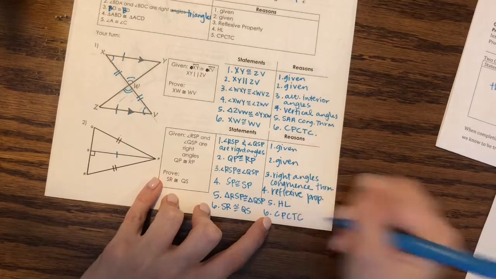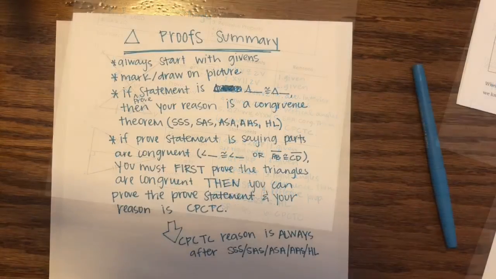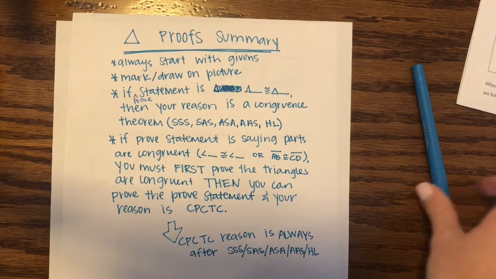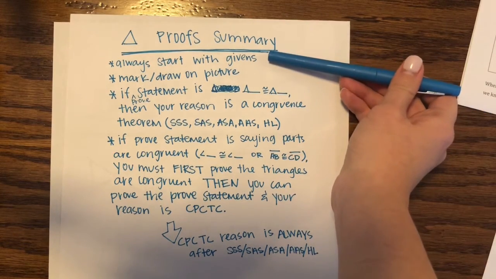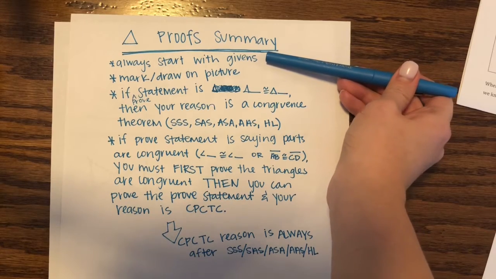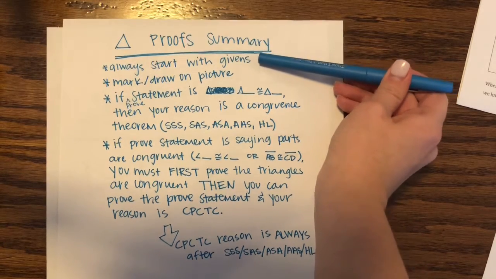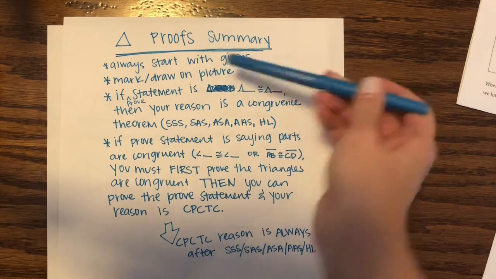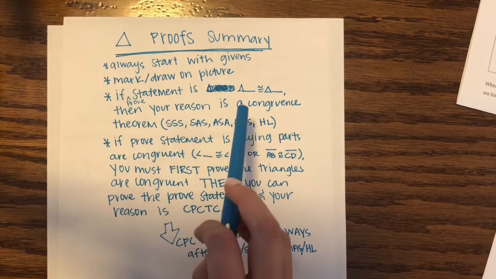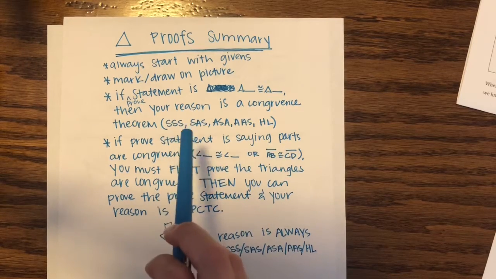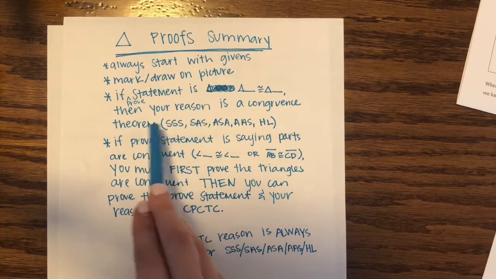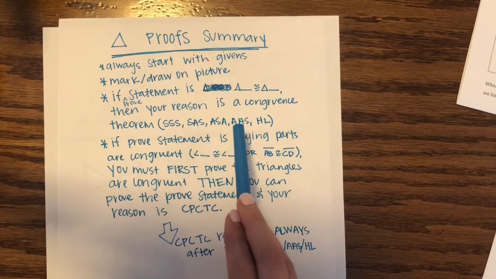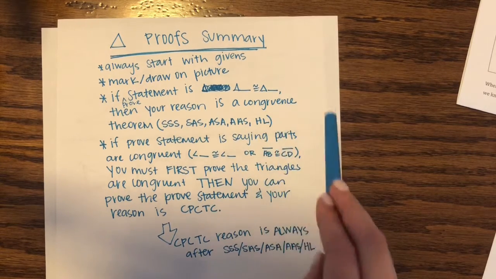Okay guys, so let's go ahead and summarize with triangle proofs. You always start with your given. Okay, you're always going to start with those given statements, and your reason is givens. Make sure you are marking and drawing on your picture. If your proof statement is a triangle is congruent to a triangle, your reason at the end is going to be one of these: side, side, side, side, angle, side, angle, side, angle, angle, angle, side, HL, okay?